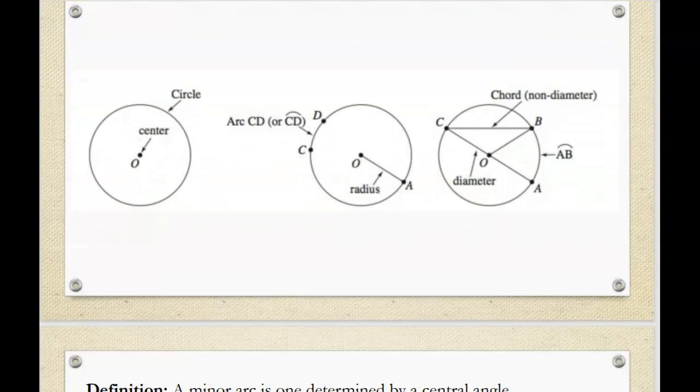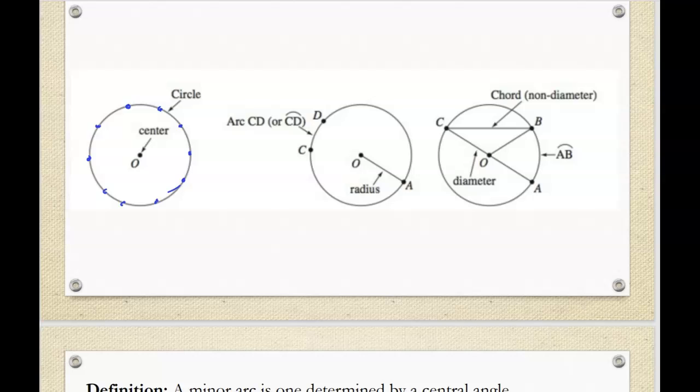So if we look, here is a circle. We have the center of it, and that's O. So all of these points, I could put a point here, here, here. All of these points are the same distance from point O, our center. Now, the distance is considered your radius.